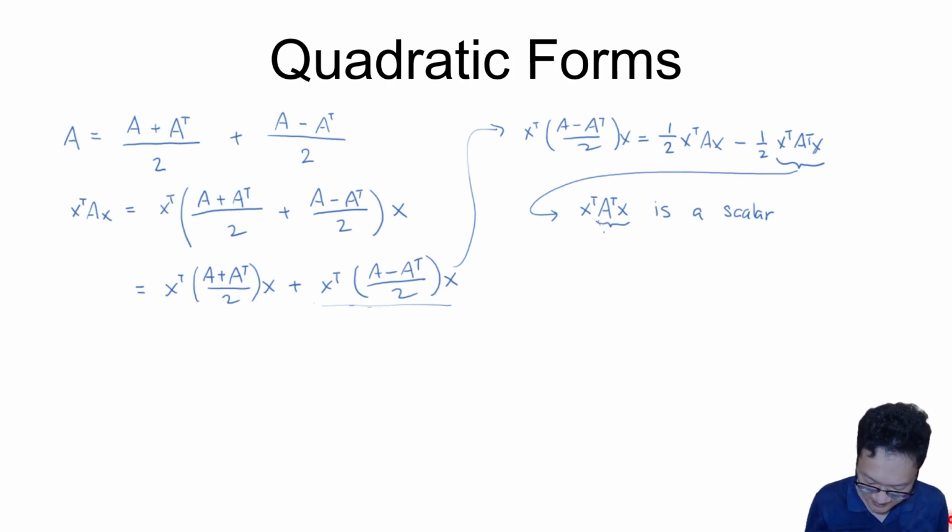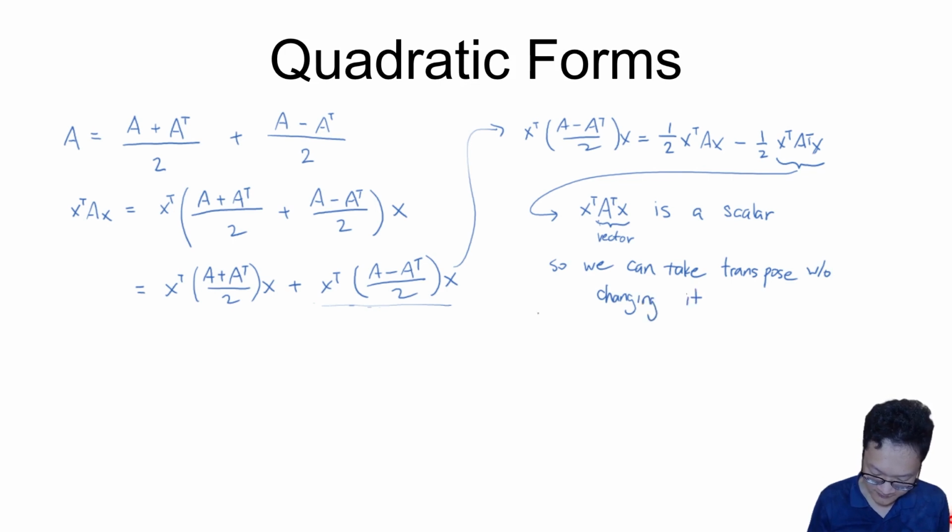Because this is a vector. And then when we take x transpose times a vector of the same dimensions, we get a scalar. So one property of scalars is that when you take their transpose, nothing changes. So we can take the transpose without changing it. So x transpose A transpose x, all transpose, would equal x transpose A transpose x.